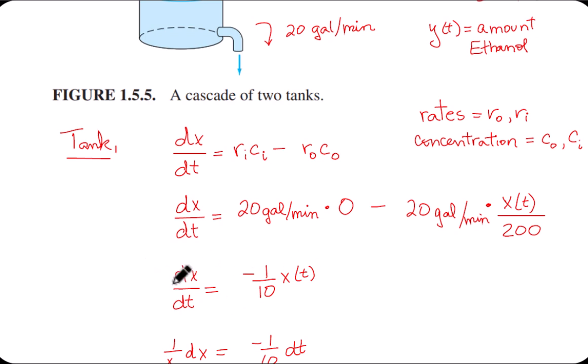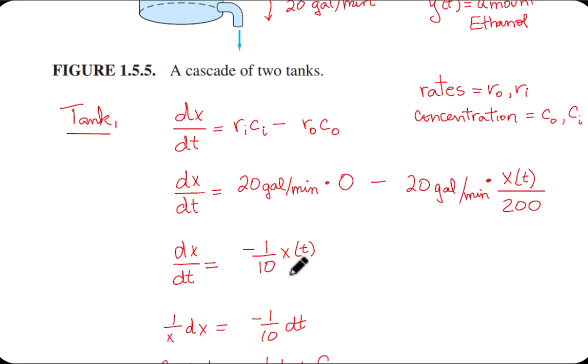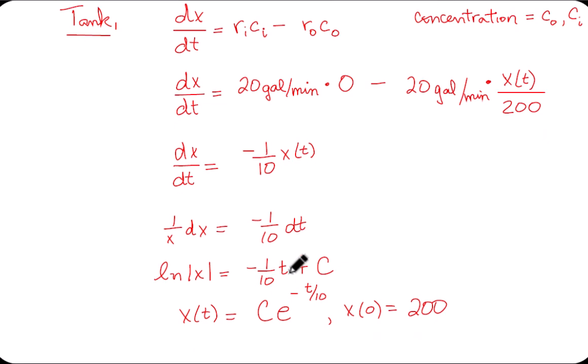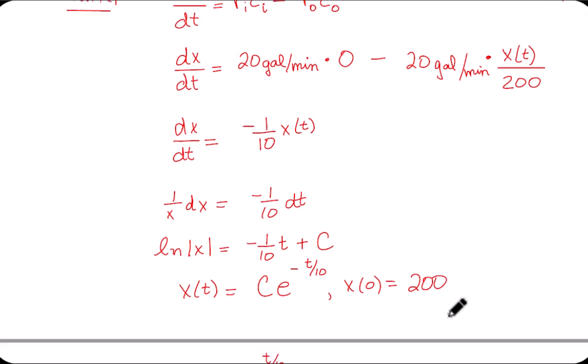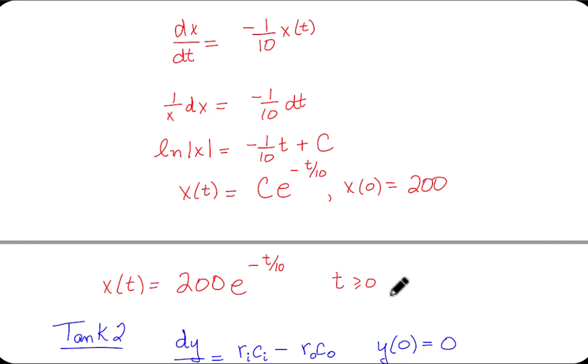I get a fairly simple differential equation to solve. I can solve it by separation. Left-hand side, ln absolute value of x equals that. Take e of both sides. And so we get a basic formula for the amount in tank 1. And initially, at time 0, we had 200 gallons of pure ethanol in there. All right, so there's my solution for tank 1.